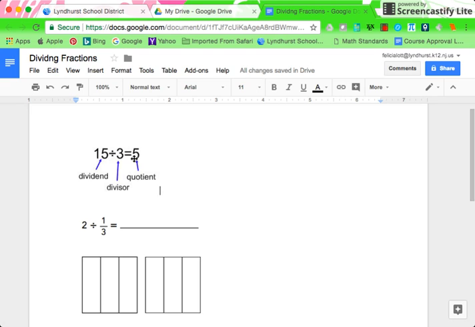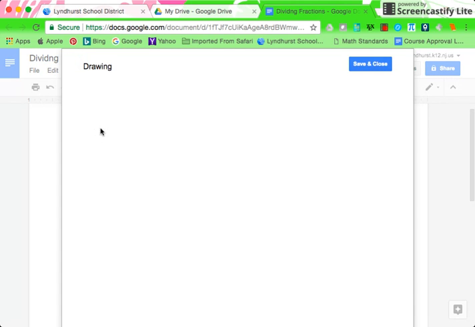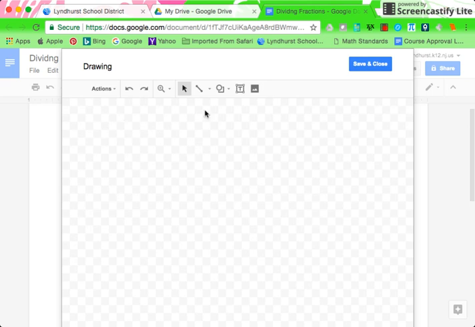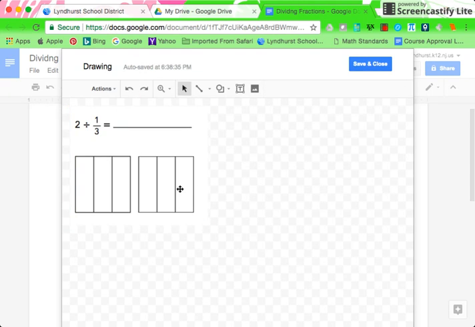as well. Today, your dividend is going to be a whole number, but your divisor is going to be a fraction. So for example, we're going to be looking at problems just like this. 2 divided by 1/3. Now, notice here, we have our whole number as our dividend, 2, but our divisor is going to be a fraction as 1/3. So let me insert a drawing and let's get another picture of this so we can take a closer look and experiment with this.